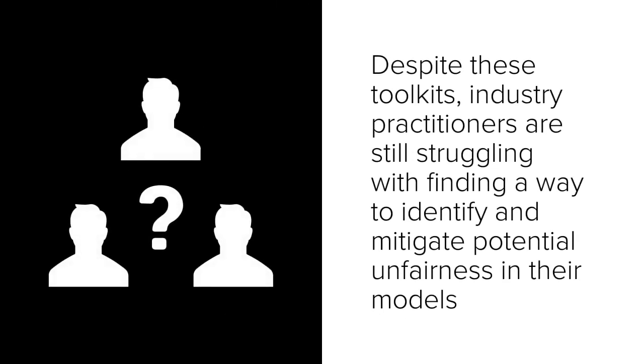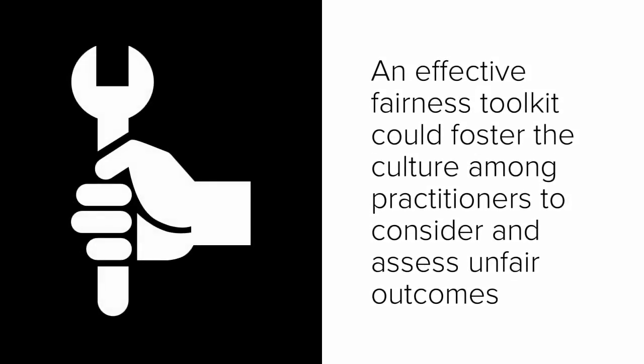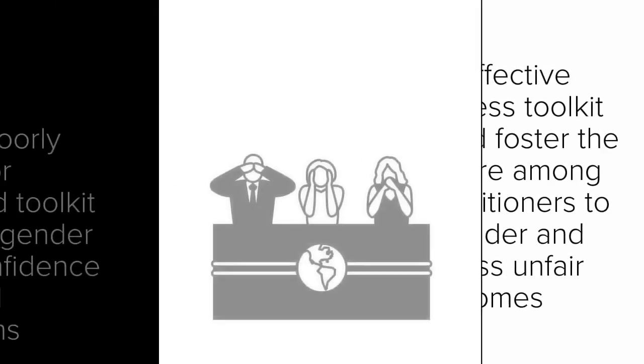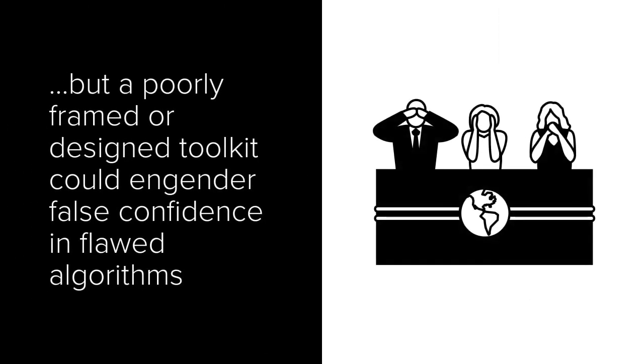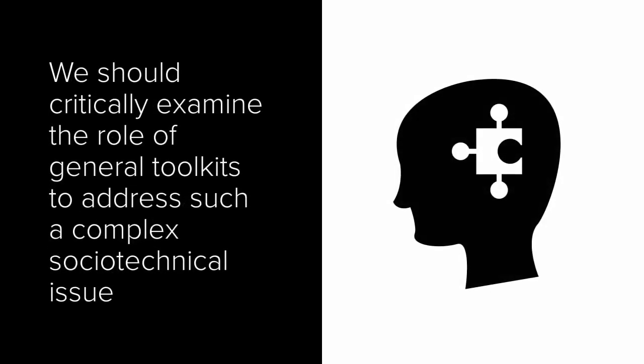Here's our summary of the wider implications. Despite these toolkits, industry practitioners are still struggling with finding a way to identify and mitigate potential unfairness in their models. An effective fairness toolkit could foster the culture among practitioners to consider and assess unfair outcomes. But a poorly framed or designed toolkit could engender false confidence in flawed algorithms. We should critically examine the role of general toolkits to address such a complex socio-technical issue.